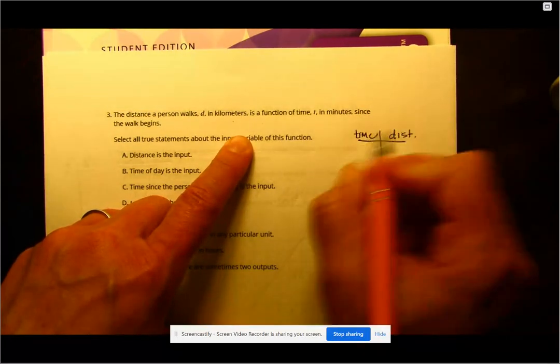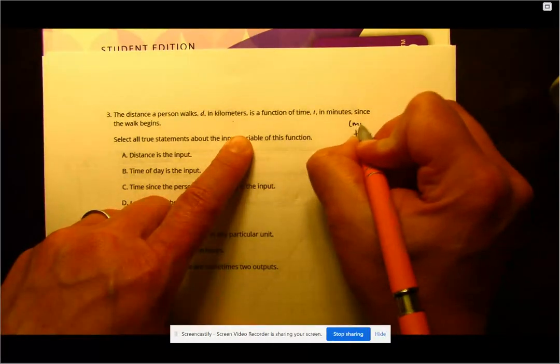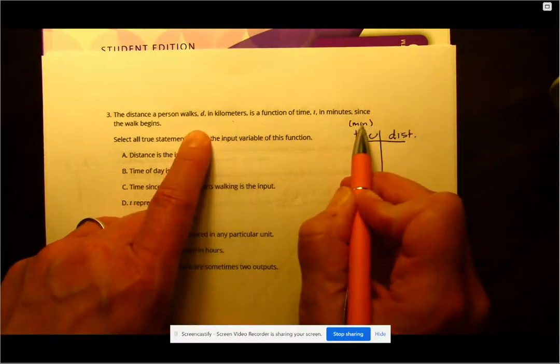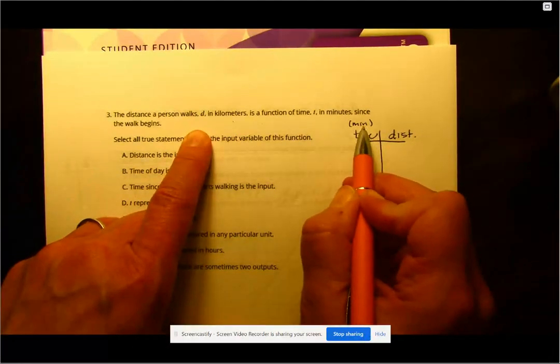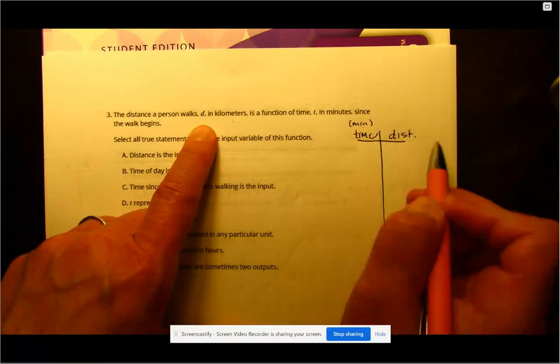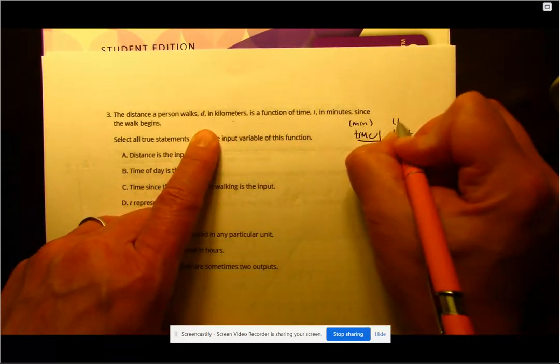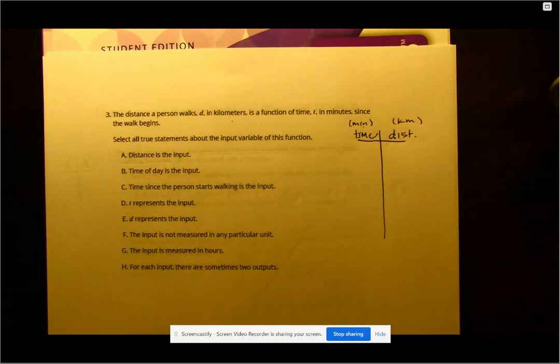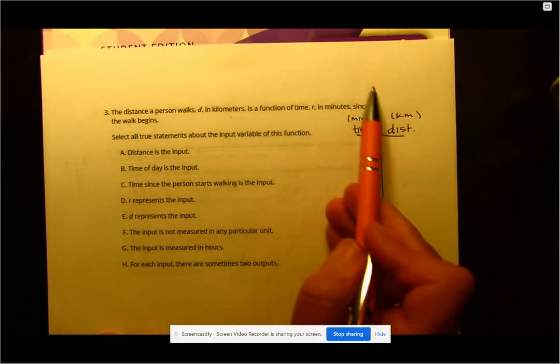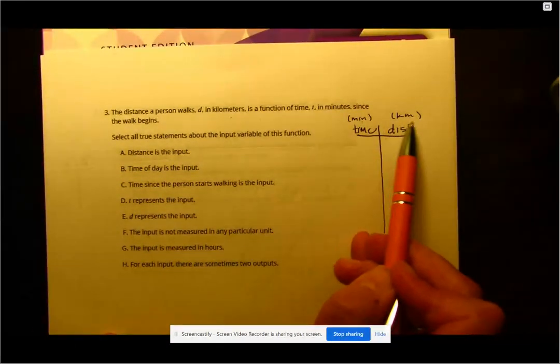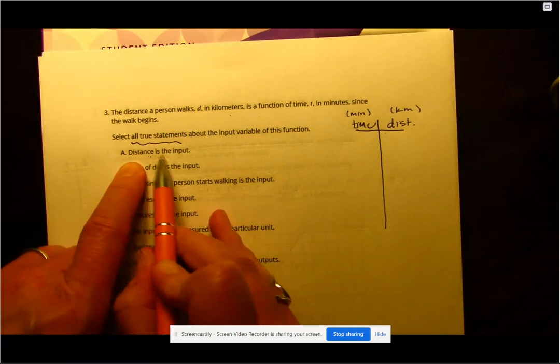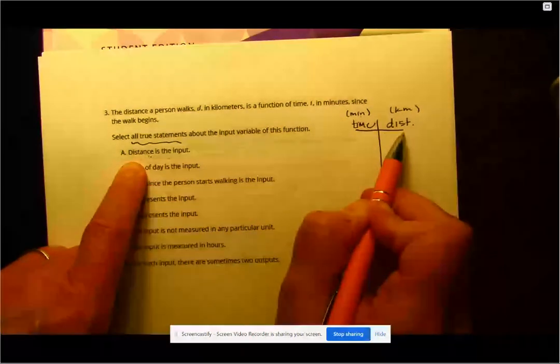It looks like we're measuring time in minutes. And this is minutes since the walk has begun. Okay, 5 minutes into the walk, 10 minutes into the walk. And distance, we are measuring in kilometers. All right, similar to miles, but a different system of measurement. Okay, select all true statements. If they're not true, I'm going to briefly talk about it. Is distance the input? Nope, it's the output.